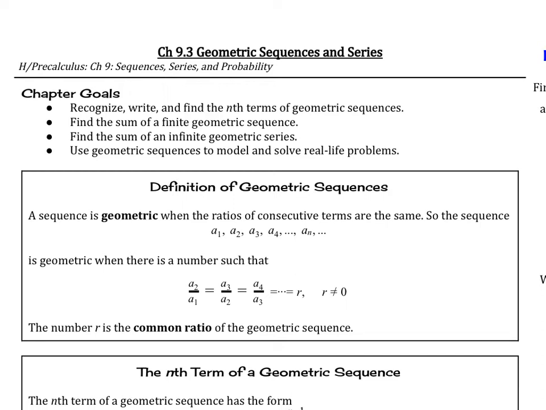Chapter 9.3, Geometric Sequences in Series. So we're going to recognize, write, and find the nth terms of geometric sequences, find the sum of finite and infinite geometric series, and then use geometric sequences to model and solve real-life problems.